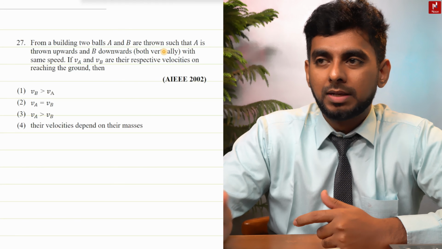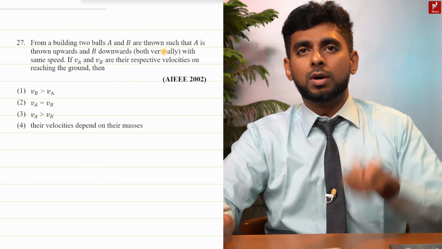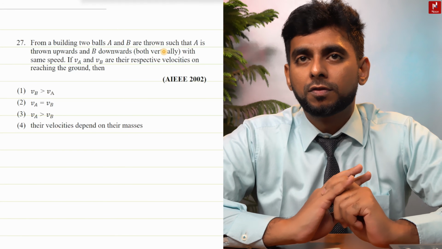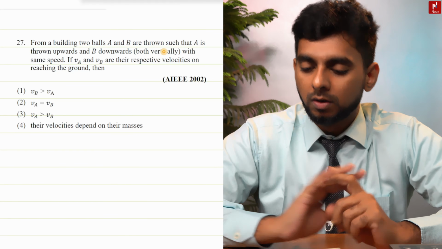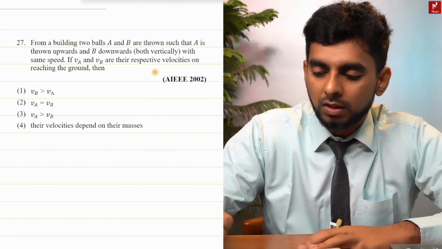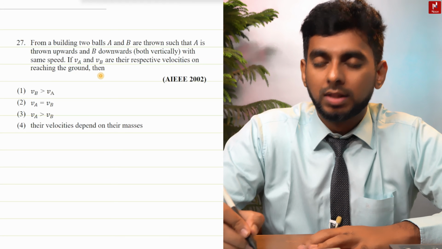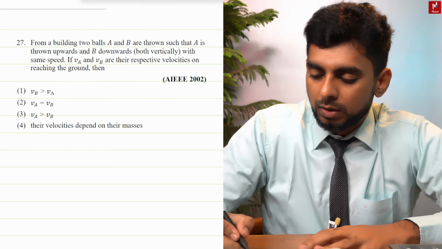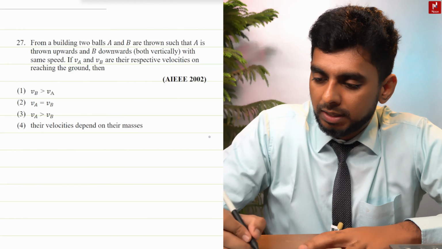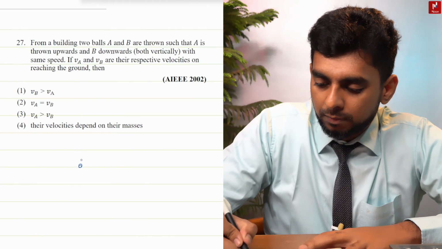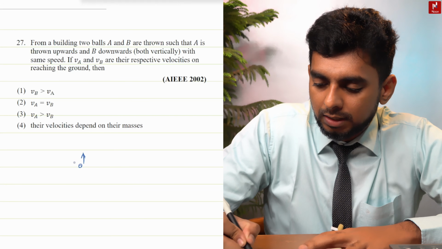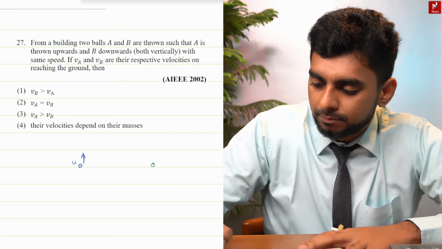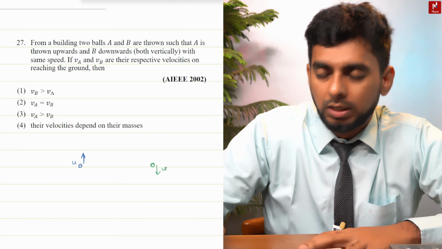So the speed is going to be the same, which means with whatever velocity he threw upwards, the same velocity he threw downwards. Got it? So the magnitude of that velocity is the same. If VA and VB are their respective velocities on reaching the ground, then I just need to get the final velocities of those two balls. Let me consider ball A, which he threw upwards with an initial velocity u. Same way, the other ball he threw downwards with a velocity u.